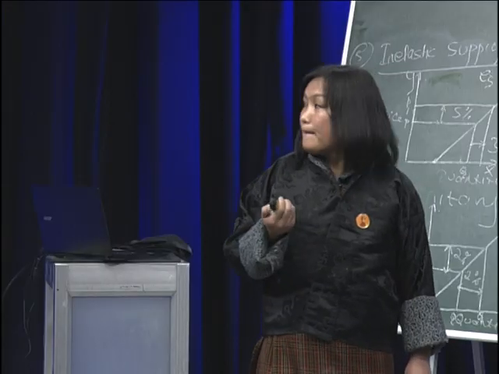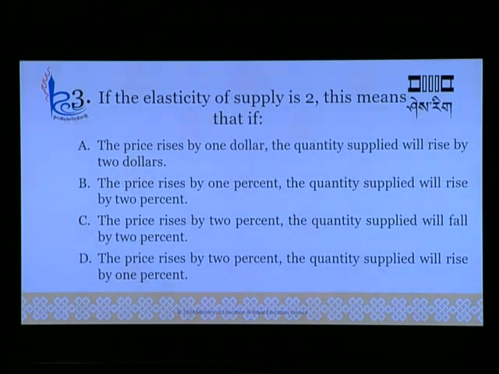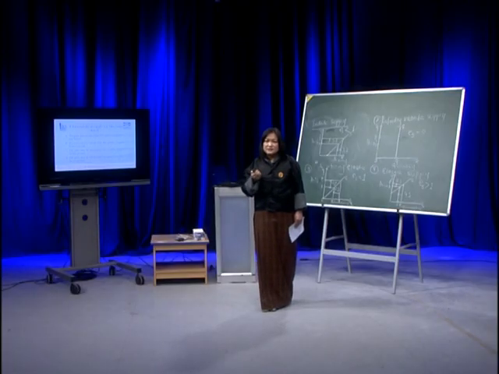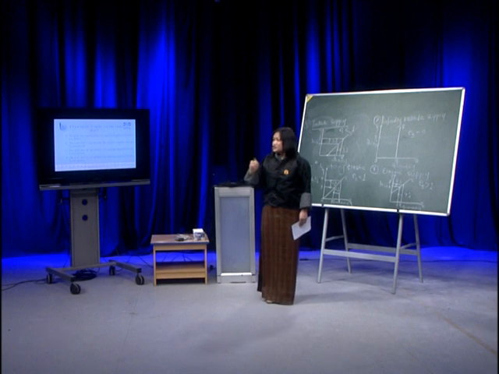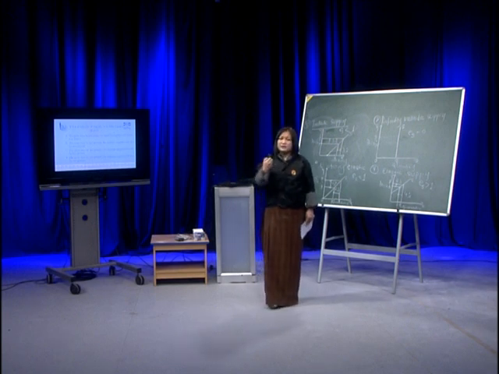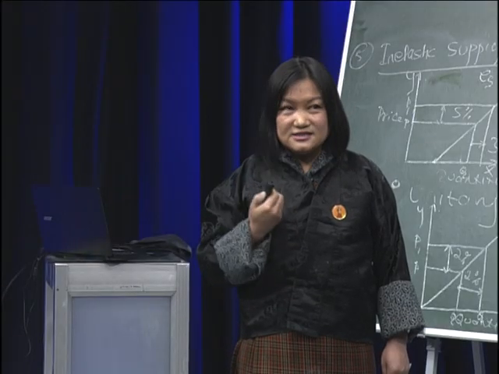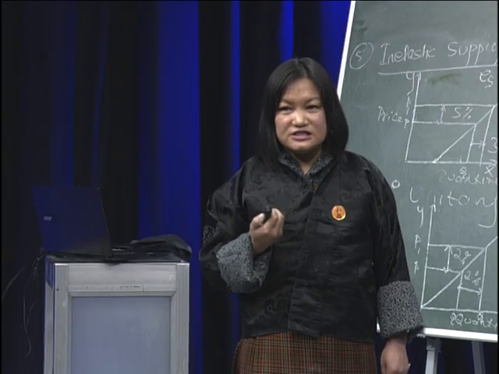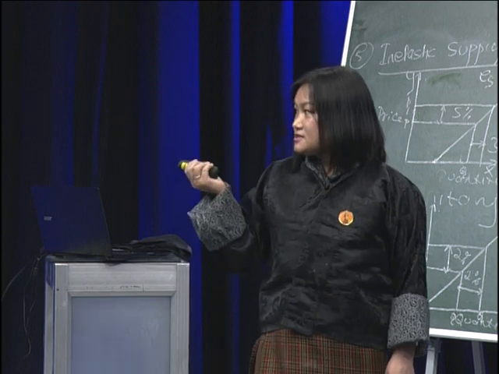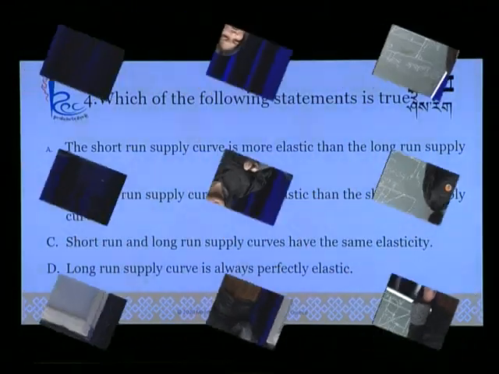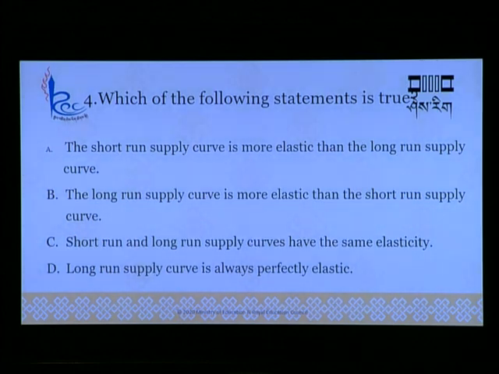You're correct. B is the correct answer. So elasticity of supply is 2, meaning that it is greater than 1. If the elasticity is greater than 1, the change in the quantity supplied will be greater than the change in the price. Since elasticity of supply is expressed in terms of percentage or ratio, we consider B as the correct answer.